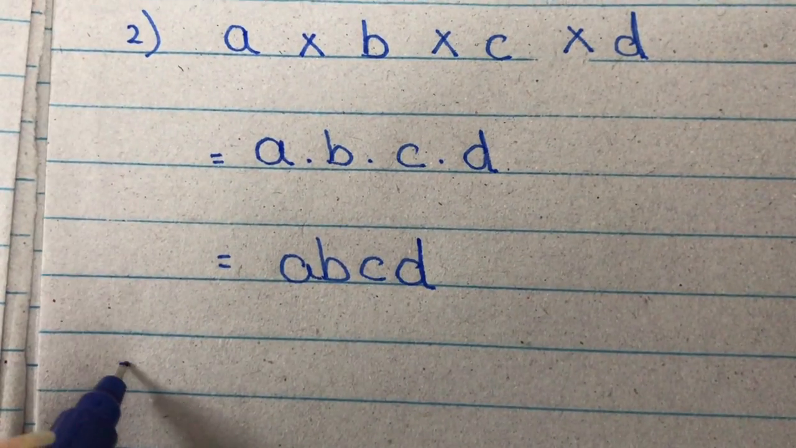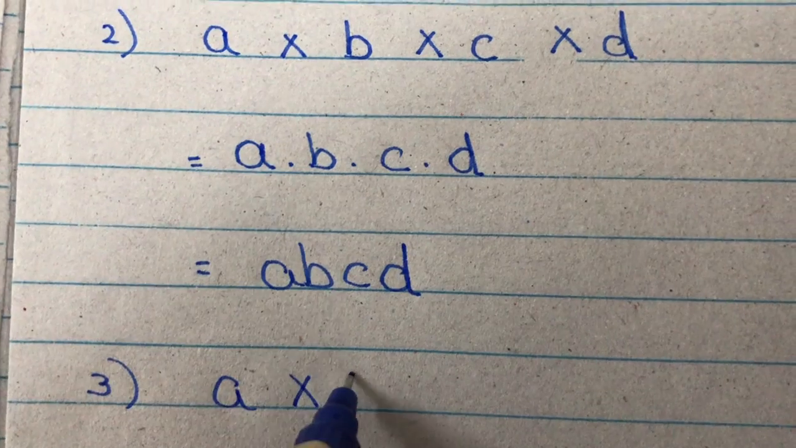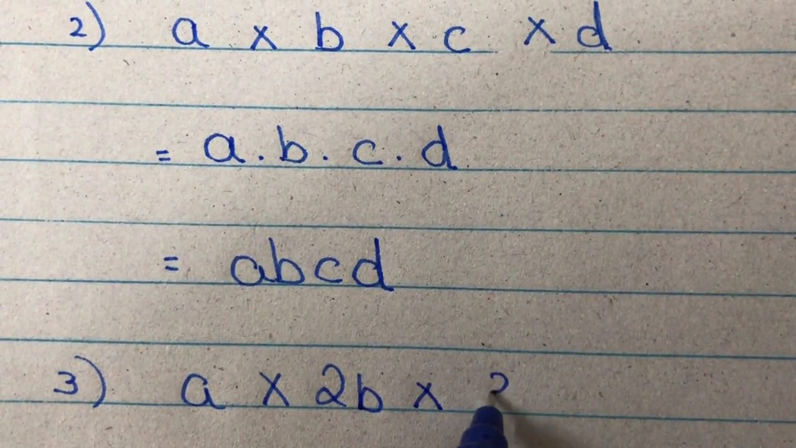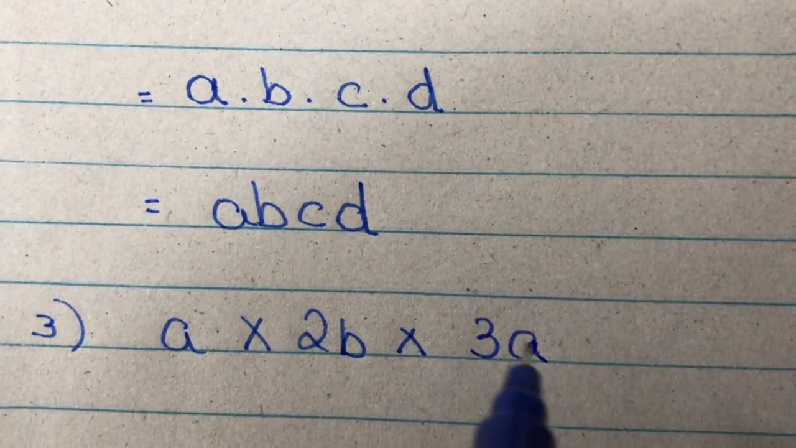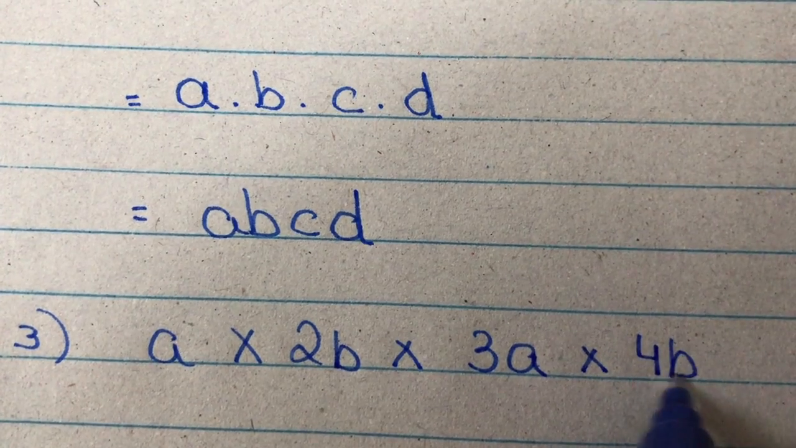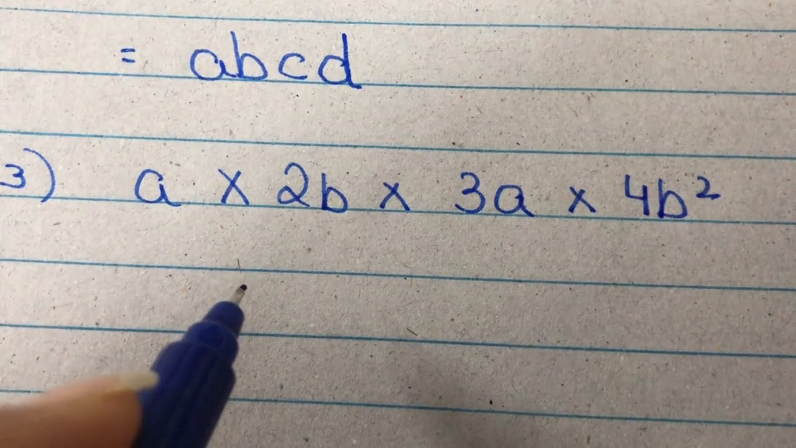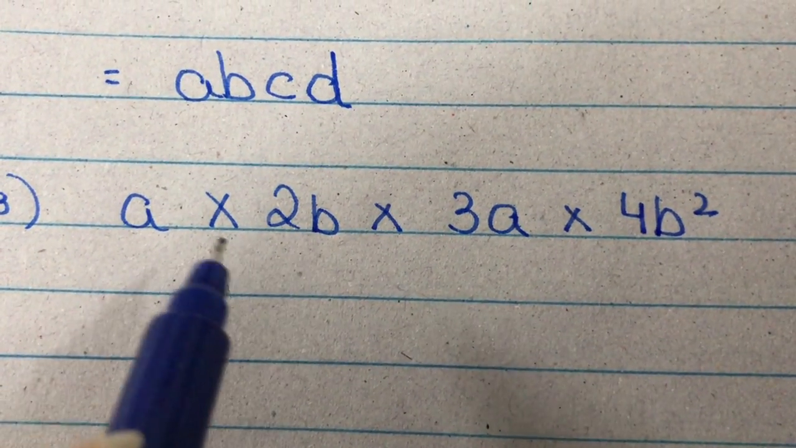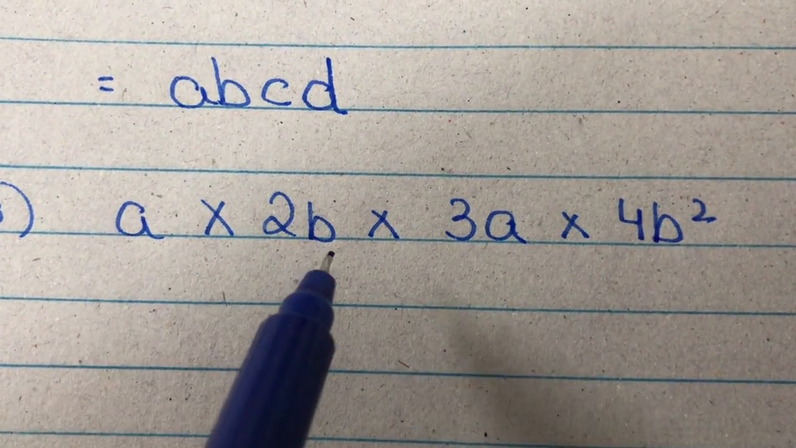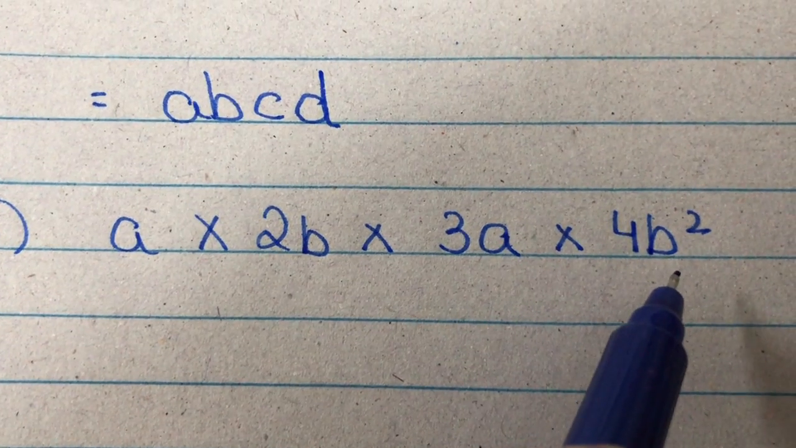What if we had something like A multiplied by 2B multiplied by 3A multiplied by 4B squared, right? Now you see, what do you do? In this, again, I repeat, these are all unlike terms, right? A and B. A is okay, like terms. B squared is an unlike term again.